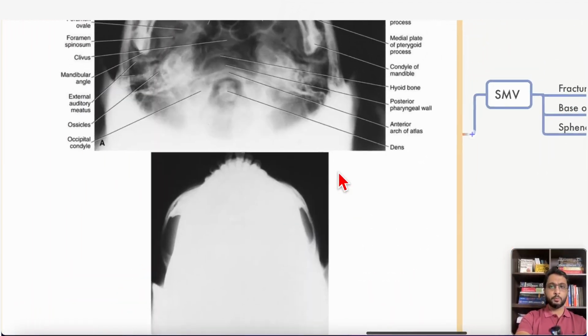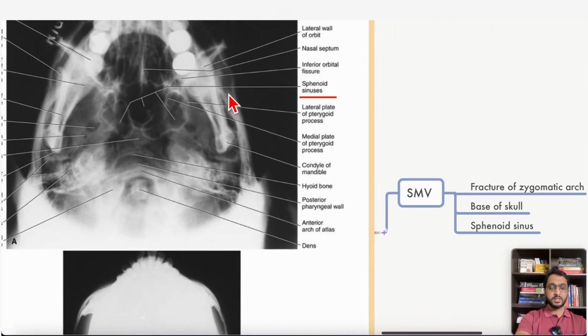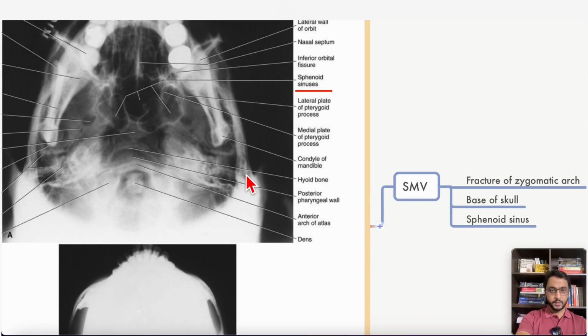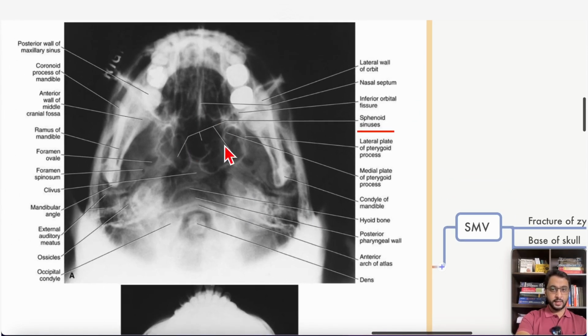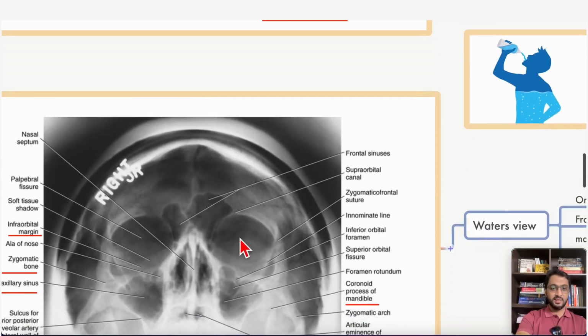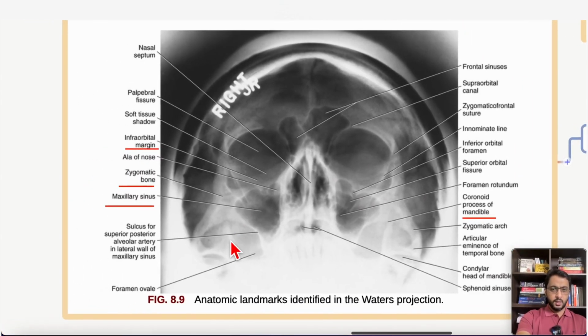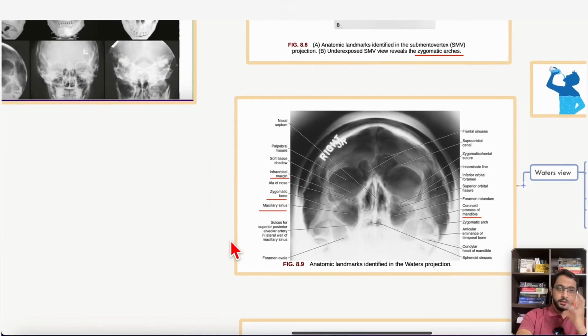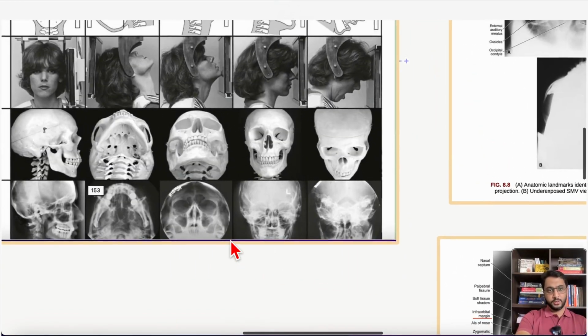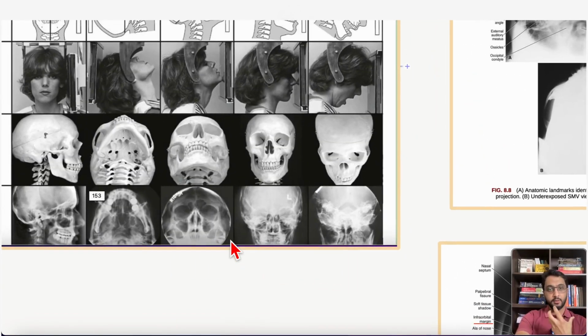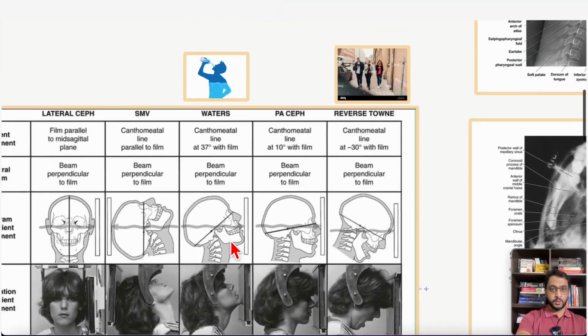And just to review your previous one, it's very clear now. Zygomatic arch is SMV, and your Waters view is what shows your zygoma. And sphenoid sinus, again SMV. If you want to see maxillary sinus, it's your Waters view. Now, it doesn't mean that only this view you can see this particular structure. No, it's the image of choice is what they're talking about.